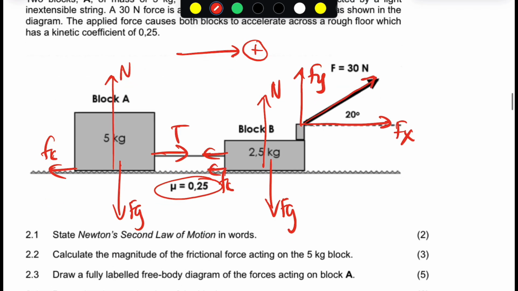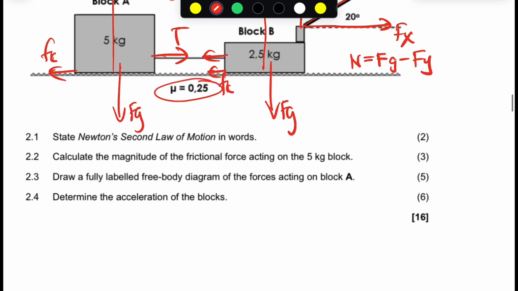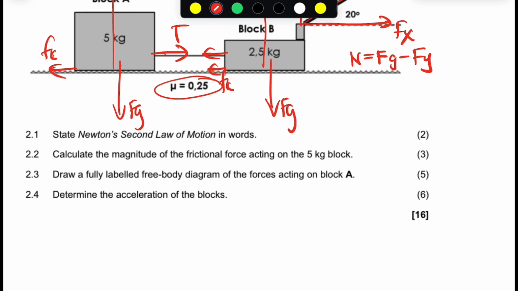In block A, the normal force is equal to the gravitational force. But in block B, the normal force is not equal to the gravitational force only. Since it's pulled, the normal force is equal to the gravitational force minus the Fy. Very important, guys. Now, I'm going to leave the statement of Newton's second law and go straight to 2.2.